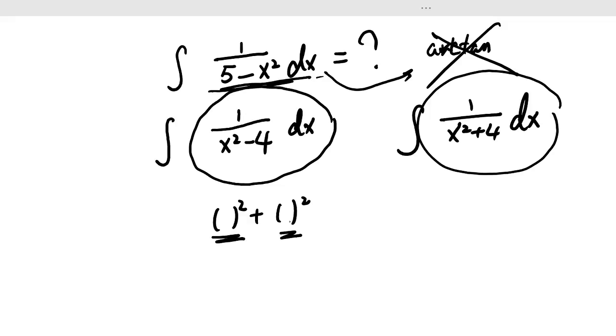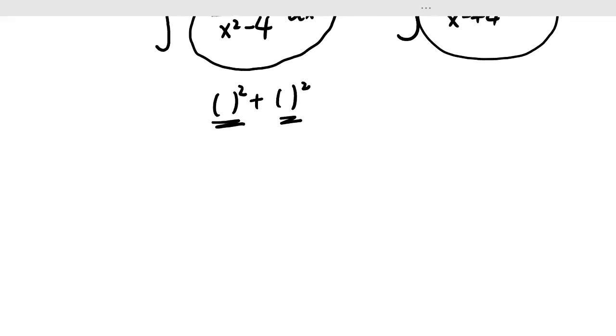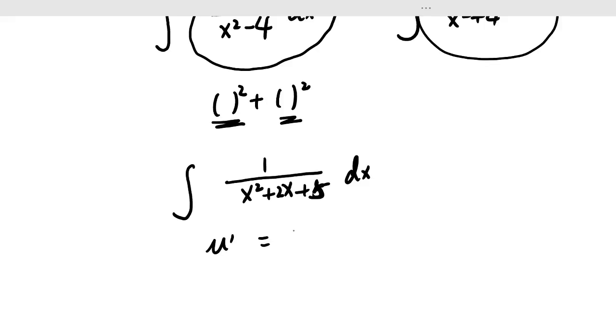Now let's see a new problem. We follow the same idea, right? The new problem I have is 1 over x squared plus 2x plus 5. Of course, I can try u prime. U prime is 2x plus 2. That does not work.